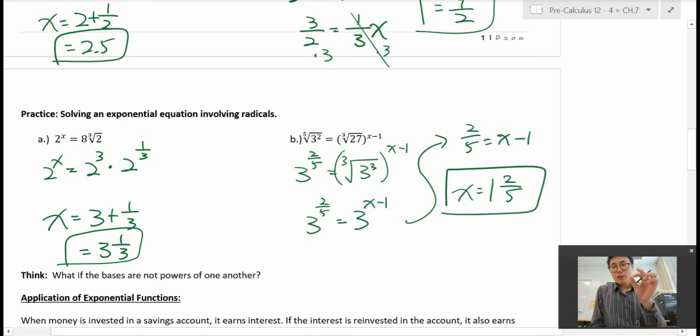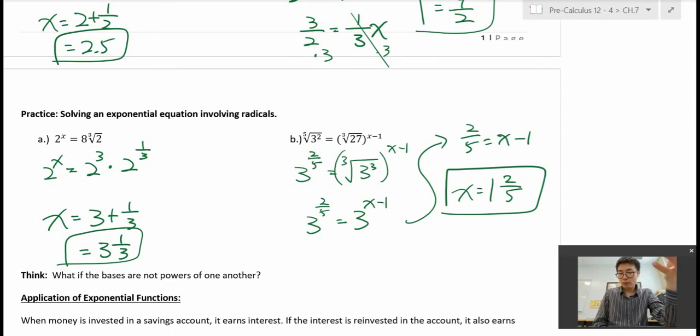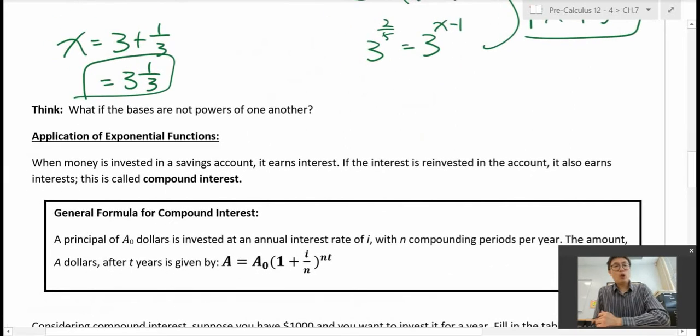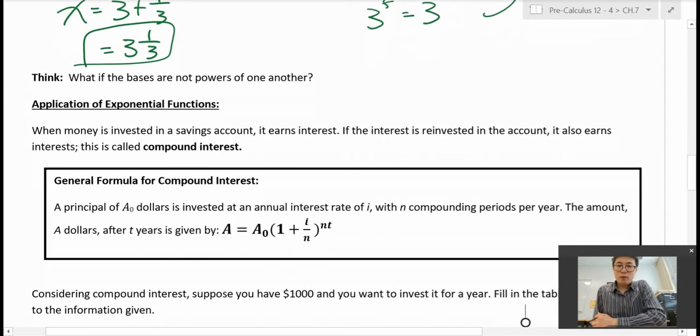Now, notice the key to our method is that we need to change to the same base. However, that's not always going to work, right? What if the bases are not powers of one another? What if we can't change to the same base? Well, then what do we do? Well, we're stuck for now, but we will learn a different method later on in this unit, okay? But for now, everything is going to be fine. We can change to the same base. Later on, we'll deal with some questions that we cannot change to the same base, and we'll have a different method. Okay, but for now, everything will be nice and solvable using our method right now.